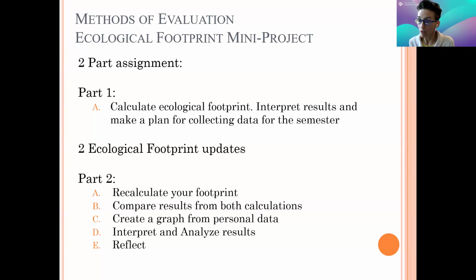You will select, and we will give you feedback on your idea. And then you're going to give 2 updates throughout the semester. Those updates are just you sharing your data to date, and I'm reminding you, hey, you should be collecting your data. And then at the end of the semester, you're going to recalculate your ecological footprint, and compare your results from the beginning of the semester to the end of the semester. You're going to create a graph, analyze that graph, interpret and analyze your results, and do a reflection.